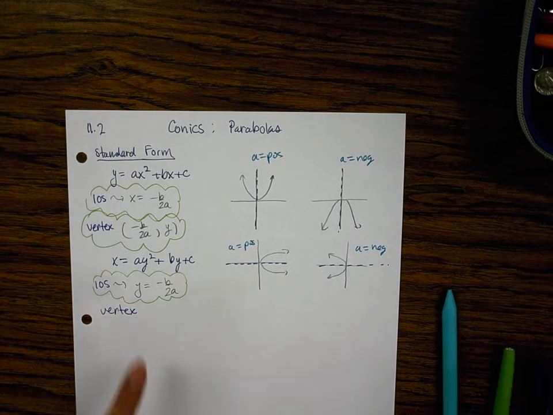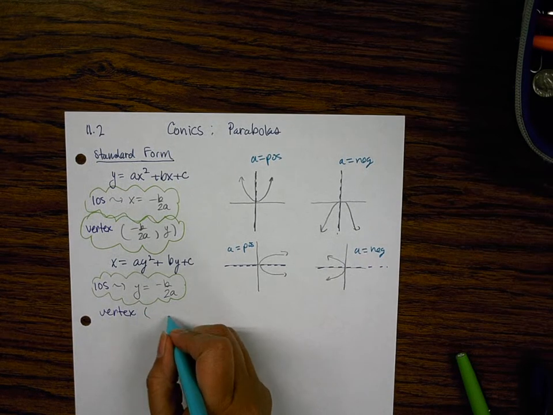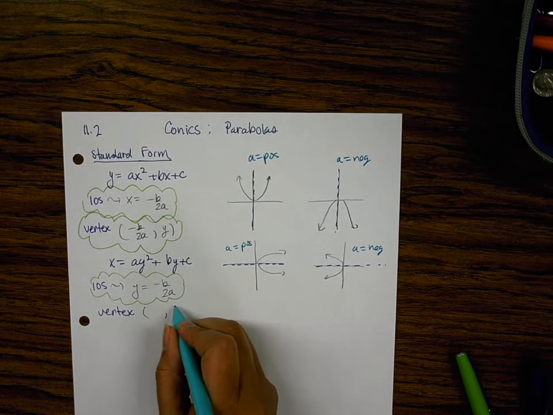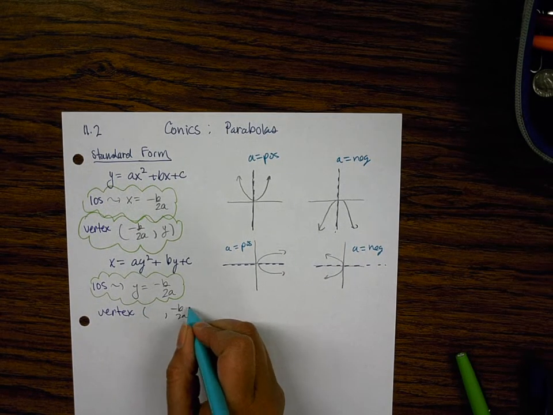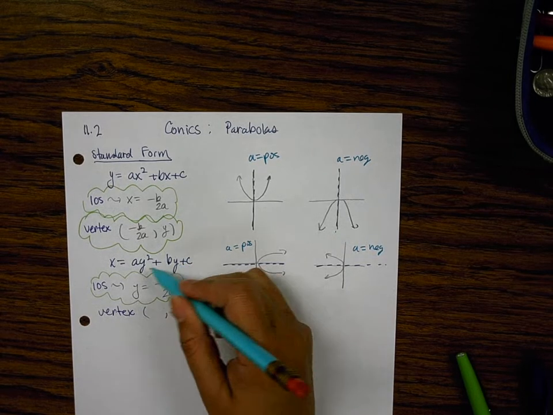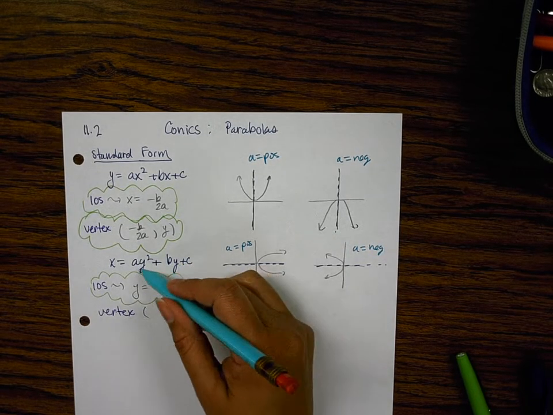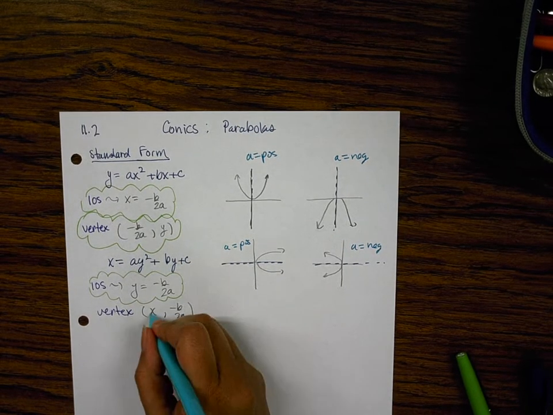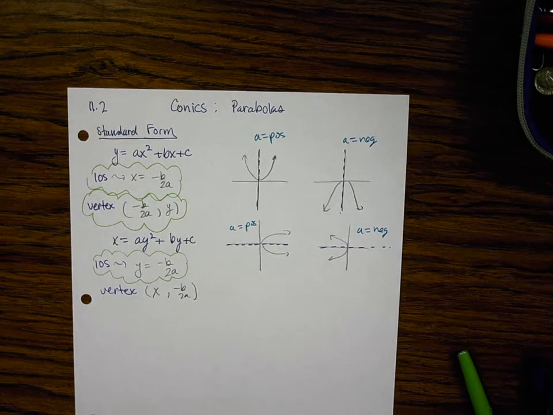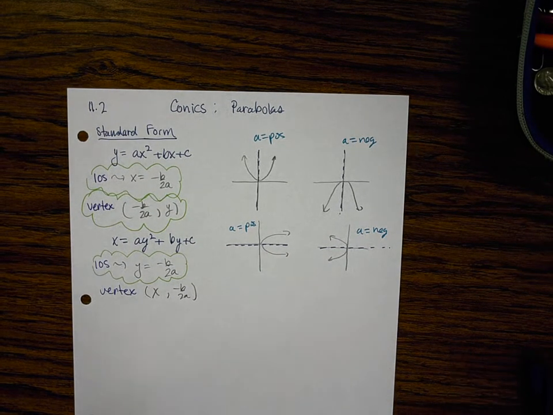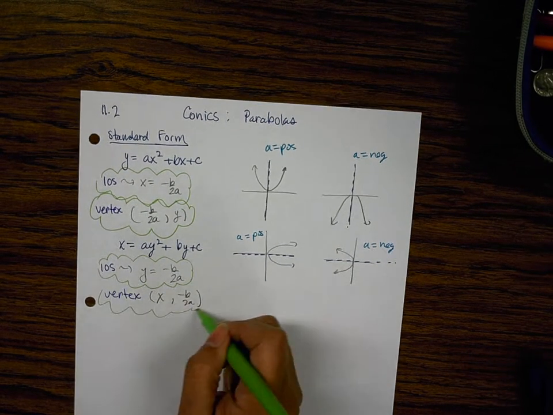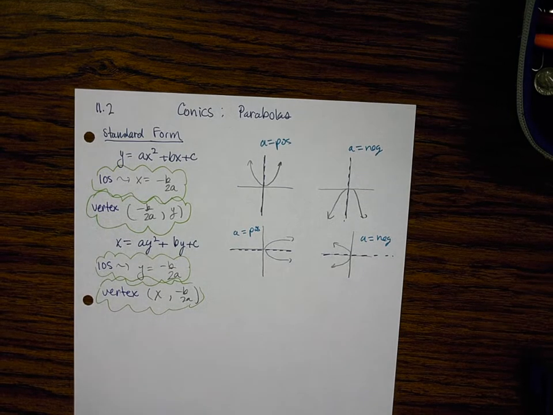And then you find your vertex very similar to what you would do up there. So let's write that down. Vertex, you'd plug it in, but this is y, not x. So you plug the negative b over 2a into your y values of your original function and solve for the corresponding x value.